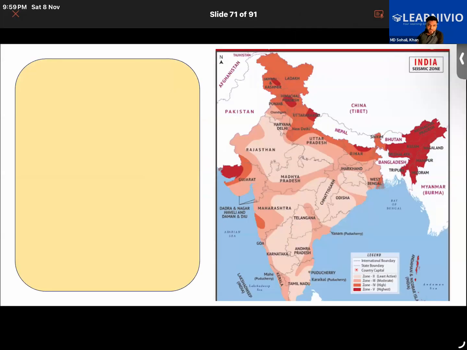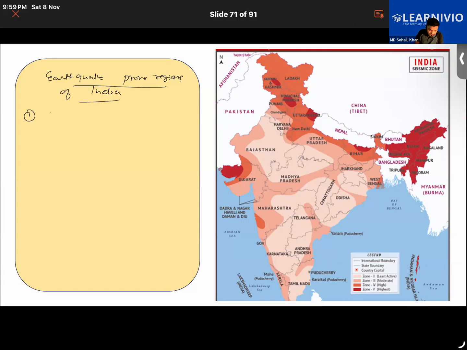Now let's take a look at the following states which lie mostly in zone 5. So these are some earthquake prone regions of India. Can you guys understand the diagram and tell me some names here? Just tell me which parts of India are in seismic zone 5, more prone to earthquakes.